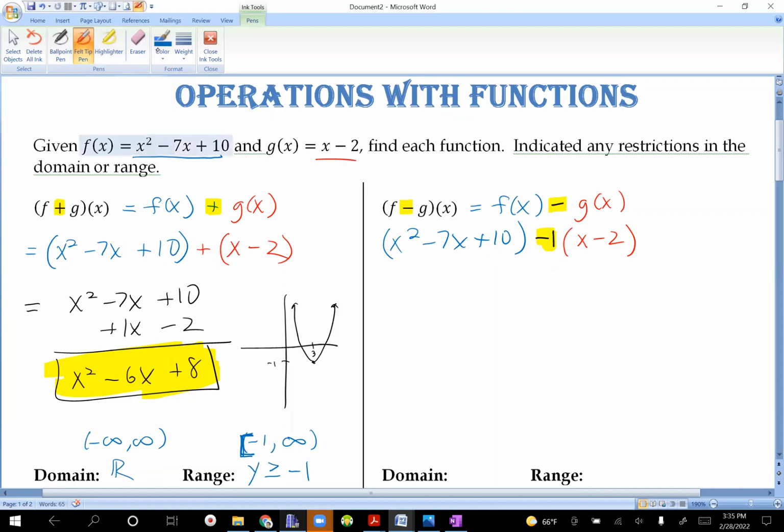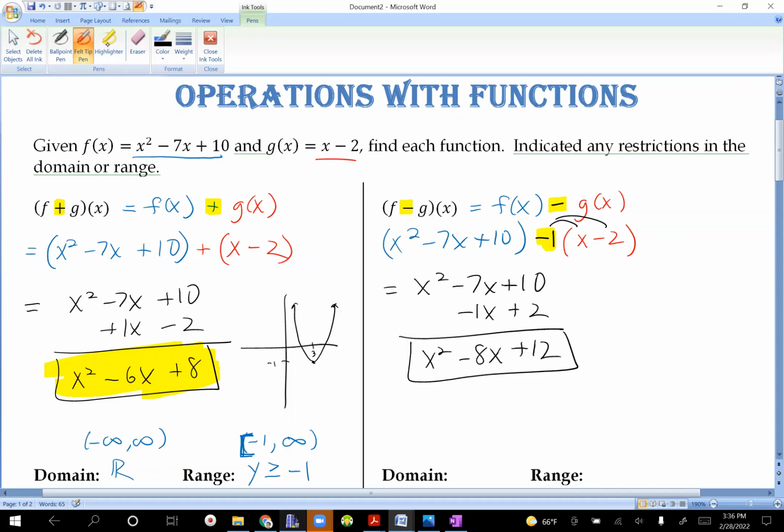And I'm going to go ahead and do this and stack it on top of each other. So for the blue parentheses, I just need to drop it. In the red parentheses, distribute the -1 here, and I get negative 1x, positive 2, and we add this up: x squared minus 8x plus 12. So there's our answer.